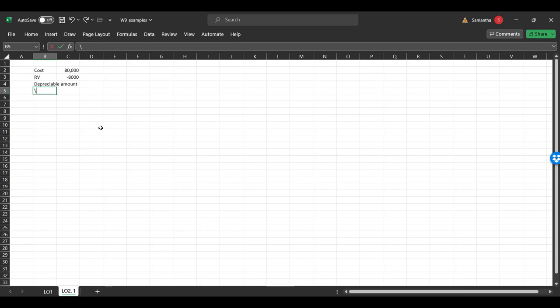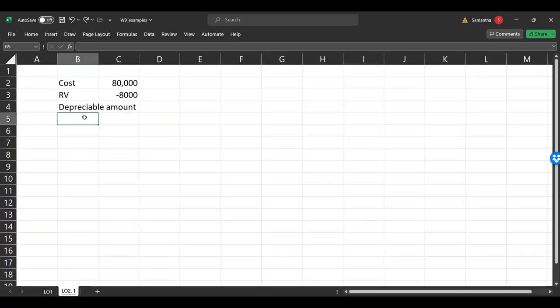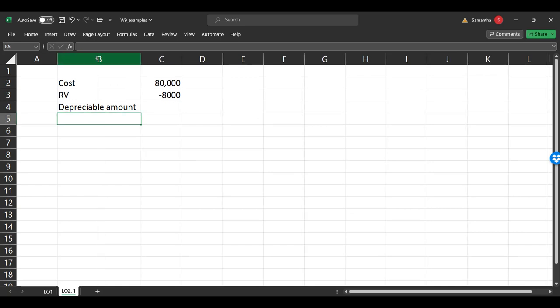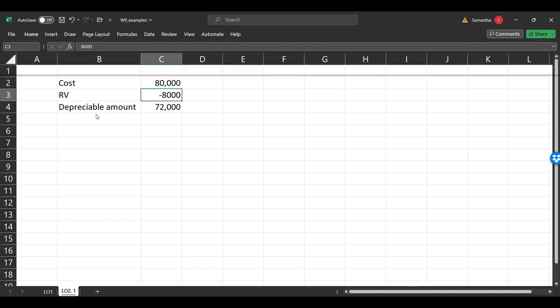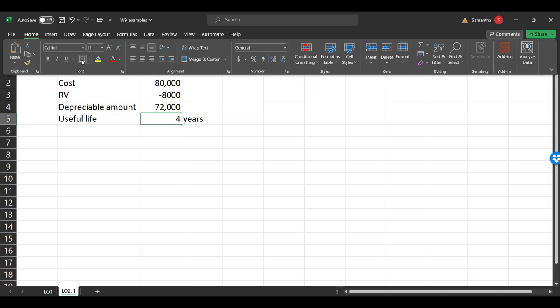I'll make this even bigger. Okay, so what is our depreciable amount? That is going to be the cost basis net the residual value. So we are going to need to depreciate $72,000 over when? Oh, nicely done. Over their useful life, which was, you got it, 4 years. Fabulous.